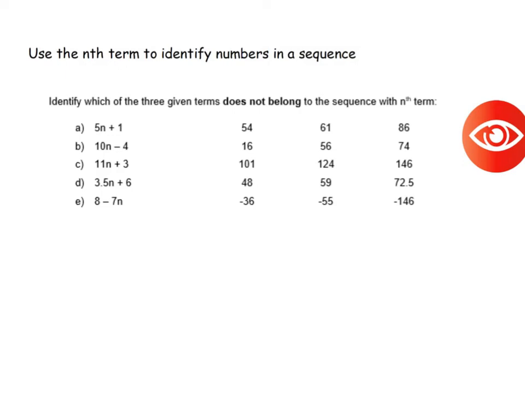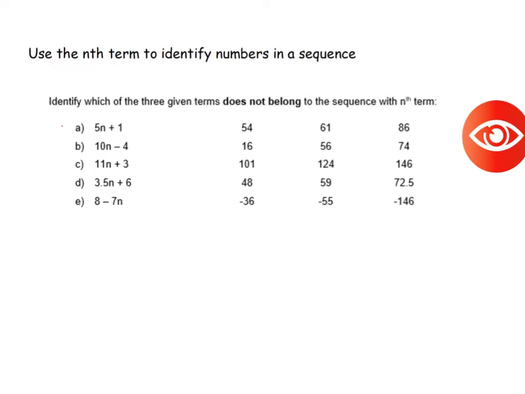Looking at using the nth term to identify numbers in a sequence, we're going to be looking at the rule and then seeing whether or not a number is in that sequence. If it is, then we can move on to the next value, because I want the one that is not in the sequence.